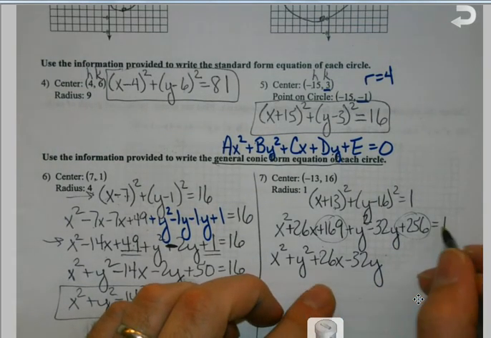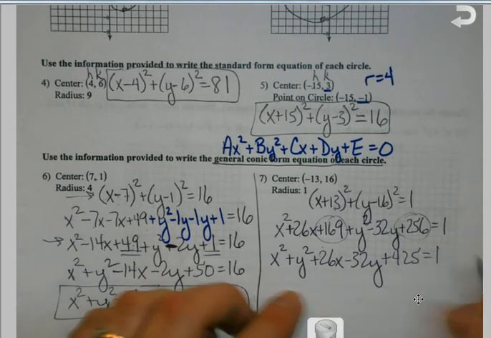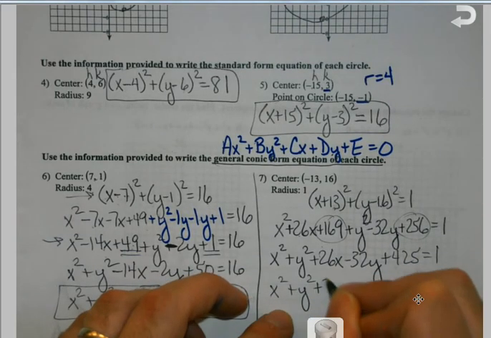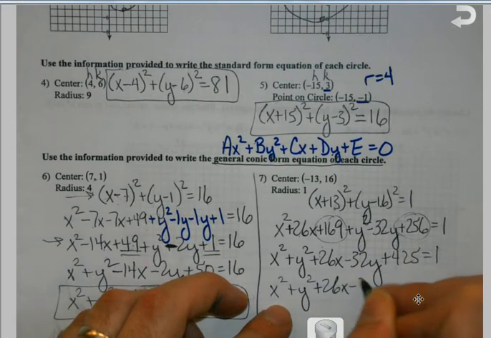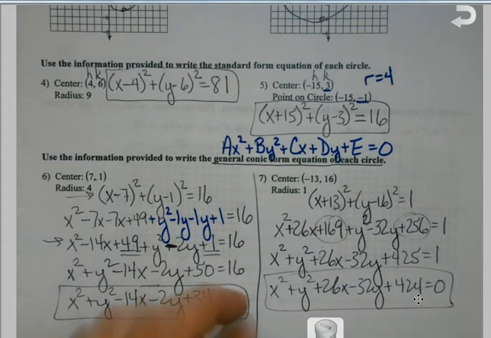425, but then I have to bring the 1 over. But I still actually like to write this last step out, just because sometimes if I tend to do too many things at once, I get myself in trouble. But I do need to end up at 0 at the end.